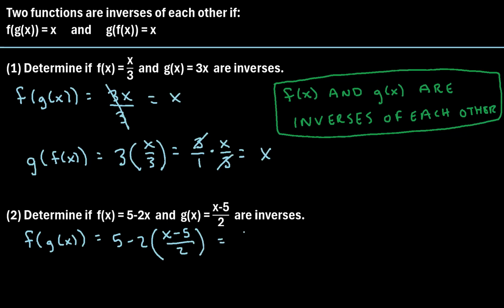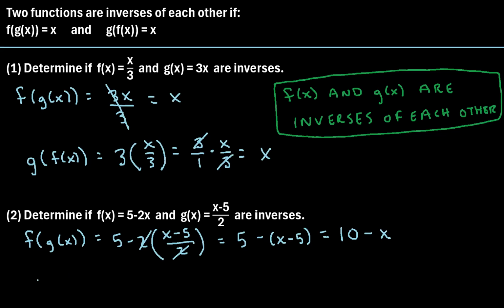So if we simplify this, we get 5 minus this 2 and this 2 will cancel out, and we'll just be left with x minus 5 in the parentheses. So we get 5 minus x minus a negative 5. So 5 minus a negative 5 would be 5 plus 5, which is 10. So really this is 10 minus x. So we can already see that we did not get x as an answer when we wrote f of g of x. So we could stop right there and say f of x and g of x are not inverses.